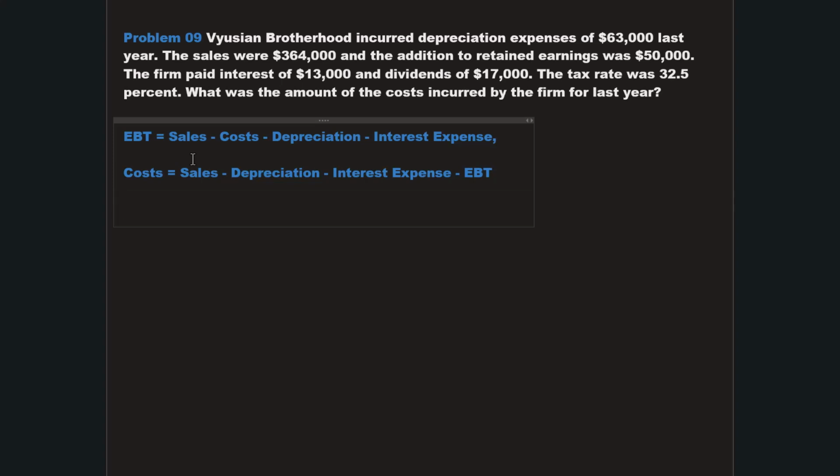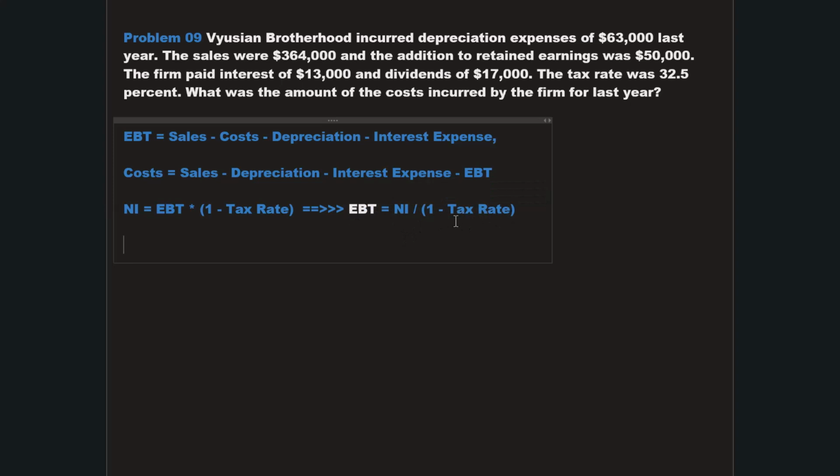Well, how are we going to figure that out? Another formula that involves EBT is net income equals EBT times 1 minus tax rate, which necessarily implies that EBT equals net income divided by 1 minus tax rate. Okay, we're kind of getting towards the end of the puzzle.